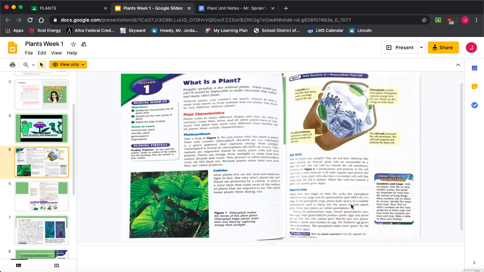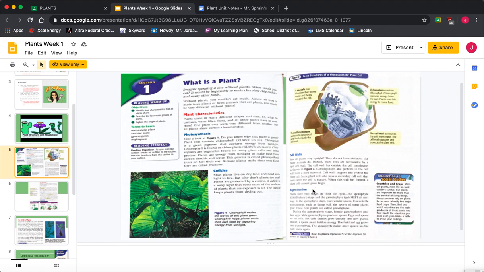Okay, to continue with the reading. Carbohydrates and proteins in the cell wall form a hard material. Cell walls support and protect the plant cell. Some plant cells also have a secondary cell wall that forms after the cell is mature. When this wall has formed, a plant cannot grow larger.